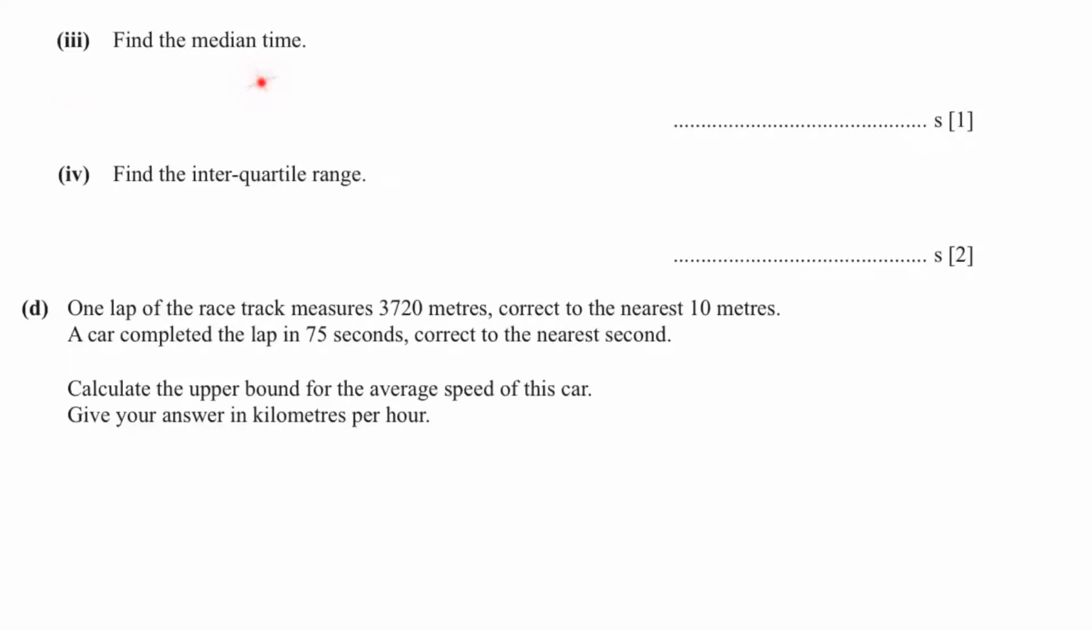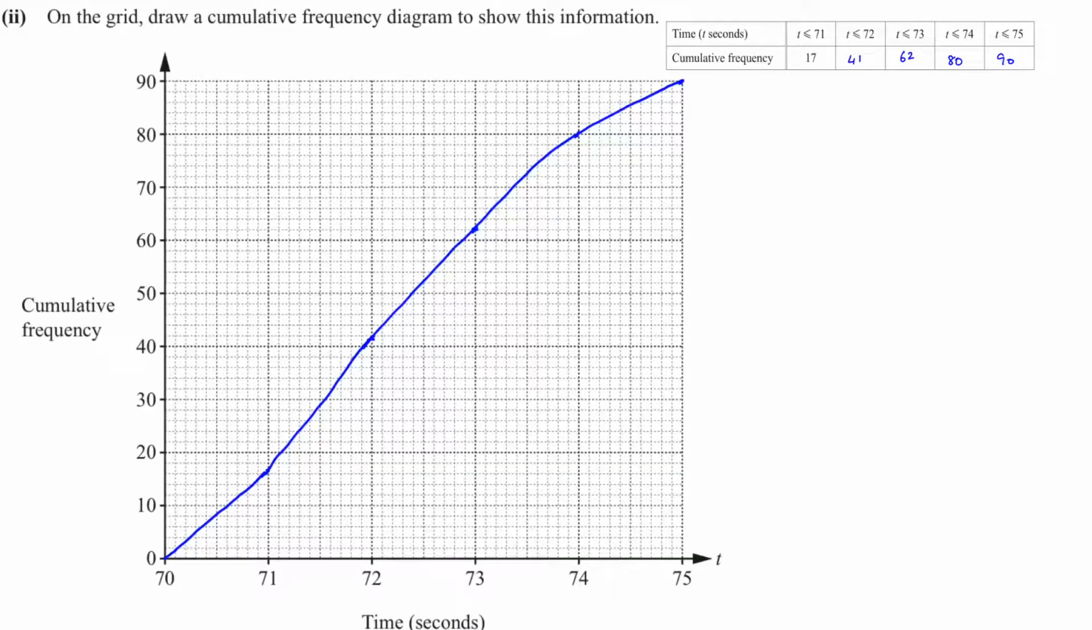C3, find the median time. To find the median time, we divide the frequency by 2. So our frequency is 90. 90 divided by 2 will give us 45. 45 is on the y-axis, and we have to find the corresponding time in seconds. So 45 is your cumulative frequency, that is here, and the corresponding x value is 72.1. So 72.1 is your median.